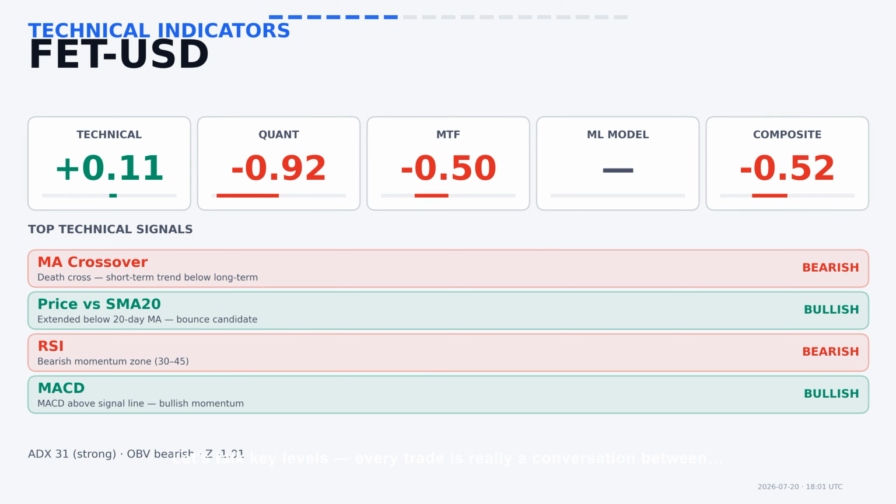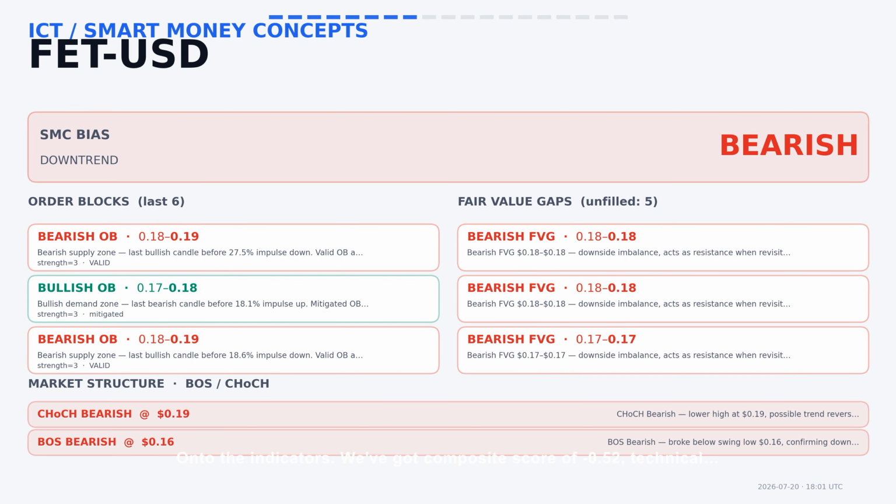On to the indicators. We've got composite score of 0.52, technical plus 0.11. Positive numbers lean bullish, negative numbers lean bearish. And what you're really looking for is agreement across multiple boxes, not just one indicator screaming. ADX is at 31, and that tells us we're in a strong trend regime. Important because some strategies only work when ADX is above 25. On-balance volume is bearish. That's a sneaky good way to spot whether the smart money is buying or selling underneath the price action. Now, here's where it gets interesting.